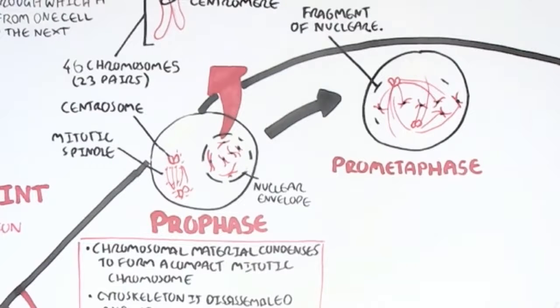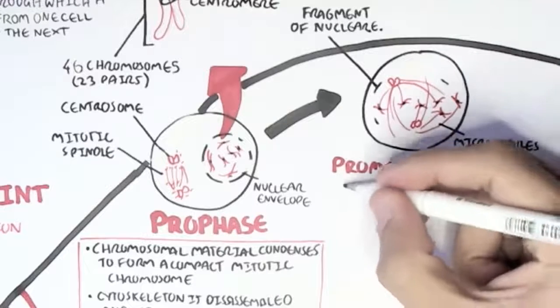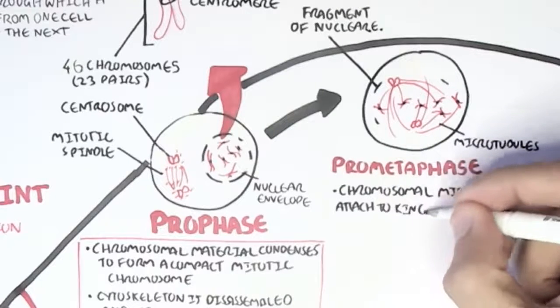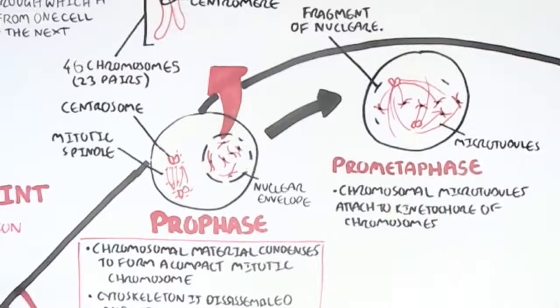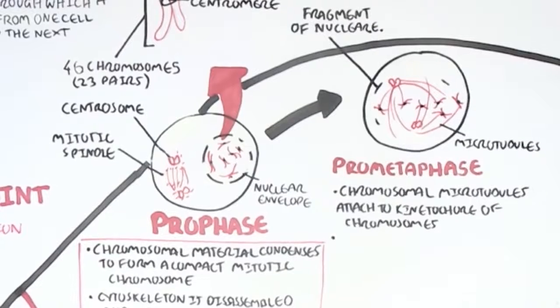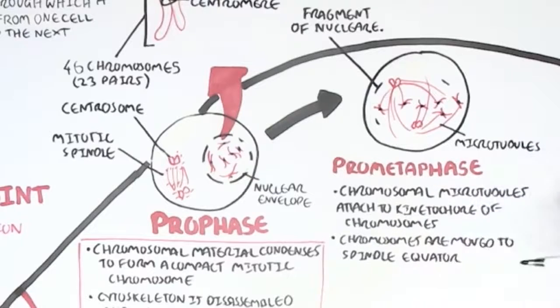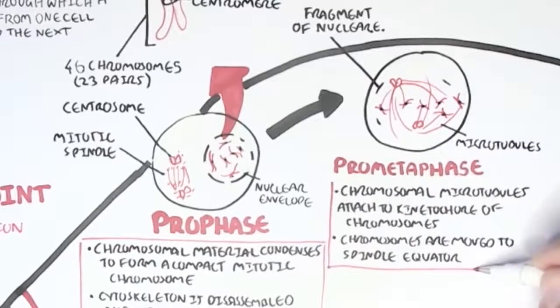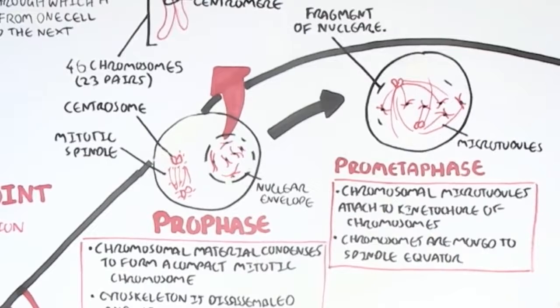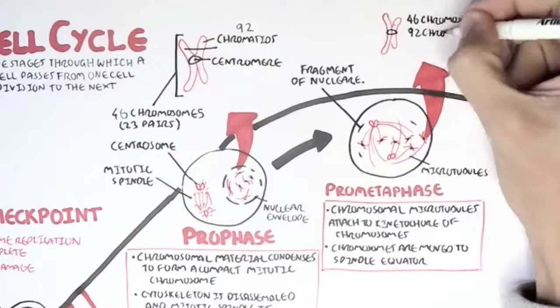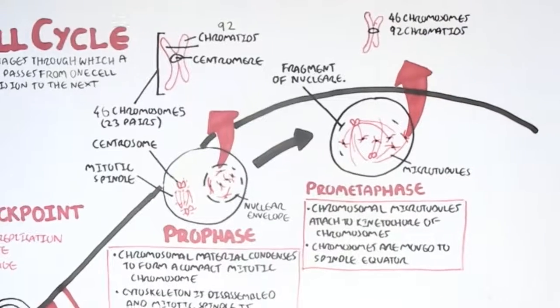The centrosomes will form the mitotic spindle by shooting out these microtubules that will connect to the centromere of the chromosome, the middle part of the duplicated chromosome. So during prometaphase, the chromosomal microtubules attach to kinetochores of the chromosomes. Chromosomes are then moved to the spindle equator, which is essentially the middle of the cell, the equator of the cell. Looking at the genetic material of the cell during prometaphase, it will still have 46 chromosomes and 92 chromatids.